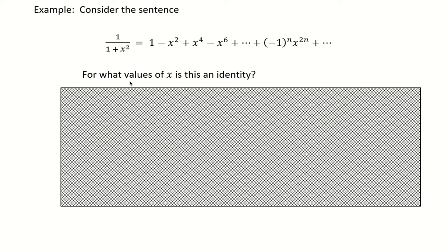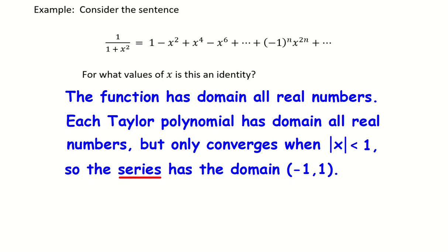But for what values of x is this an identity? The function has domain all real numbers, because we're squaring x, and that means this entire denominator can never equal 0. No matter what we plug in for x, we will never be at risk of dividing by 0. So the function has domain all real numbers. Each Taylor polynomial has domain all real numbers, but the series only converges for certain values, because of the geometric series.